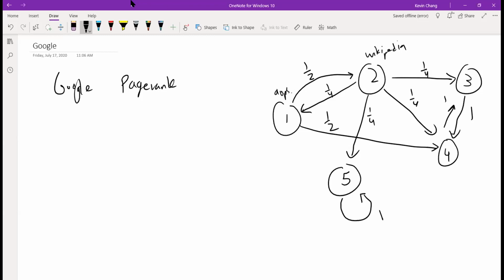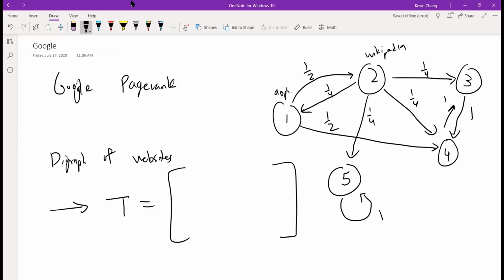So now, based off this digraph of websites, we convert this, based on the probabilities you see here, into a transition matrix T. And I have a lot of states here. This is a 5 by 5 matrix, and I'm probably not going to fill it all out for the sake of time, but you'd have this transition matrix here.